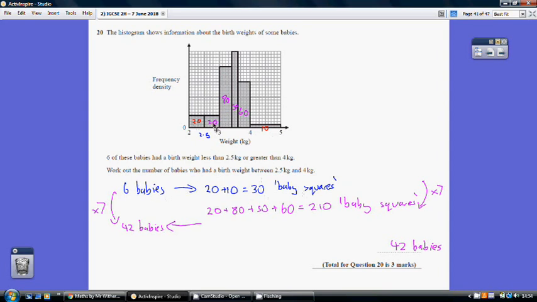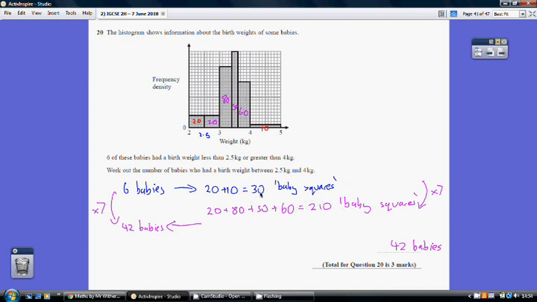Now, how many baby squares have we got between 2.5 and 4? Well, I've just worked out the area of these 4 rectangles here. So this is 5 times 4 is 20. What is this one? This is 4 times 20, which is 80. This is 2 times 25, which is 50. And this is 4 times 15, which is 60. So add up these purple baby squares and we get 210 baby squares.